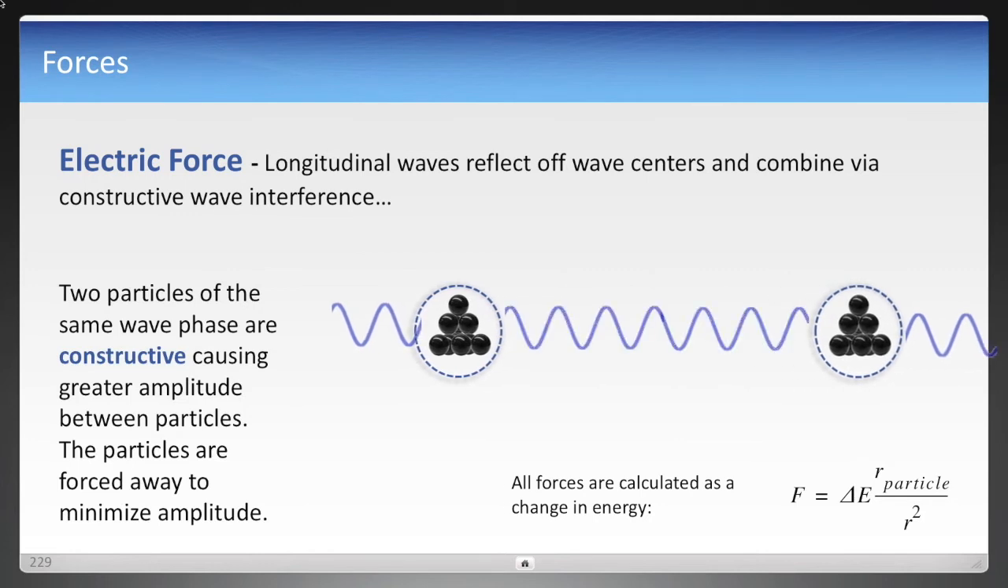Now, particles that are in the same phase have constructive wave interference, increasing the amplitude, and it forces them away because of the rule of moving in the direction of minimal wave amplitude. So particles that are in the same wave phase are constructive, and it causes them to be forced away.